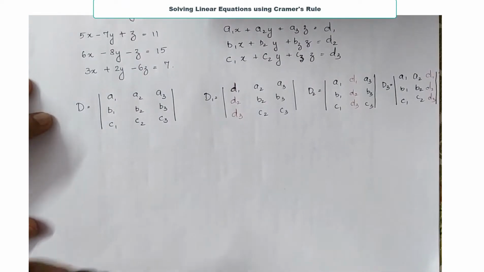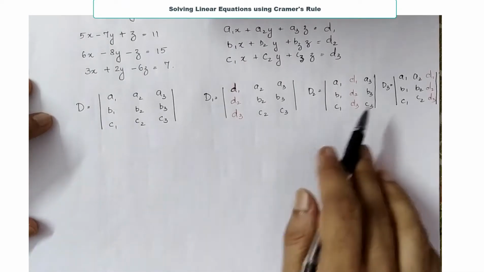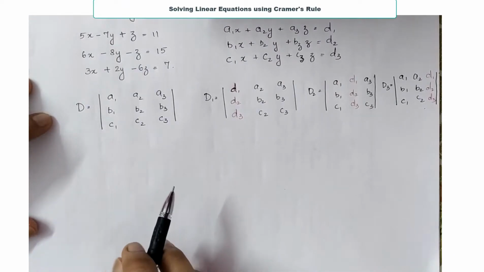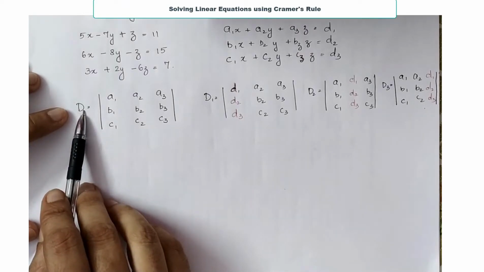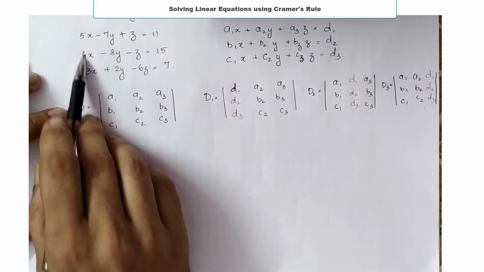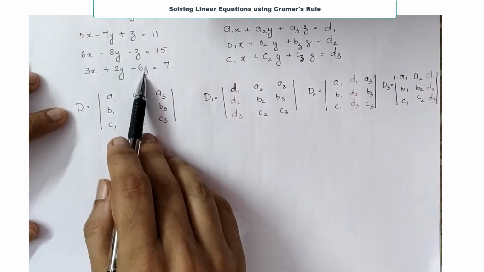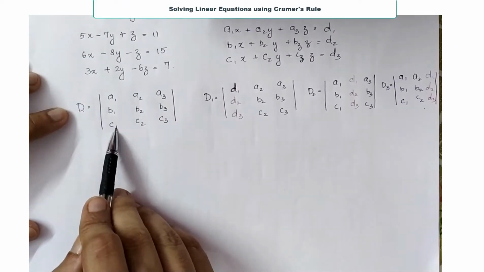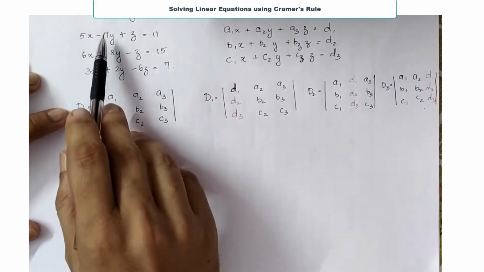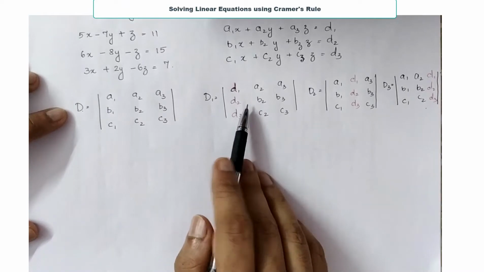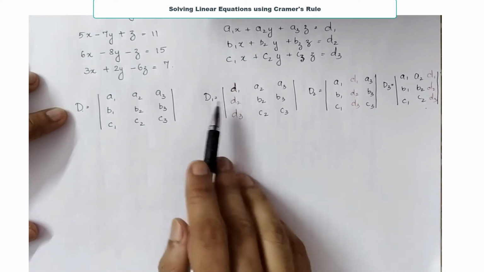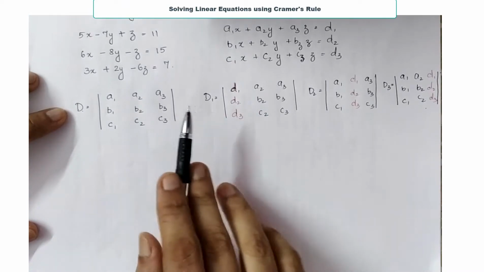Now we have to frame four determinants like this. This is determinant D. This is a very raw format, it's very simple. These are the coefficients of the variables. So a1, b1, c1 are the coefficients 5, 6, 3, then minus 7, 8, plus 2, similarly. Now this is where you should be a little careful. What is D1? The capital D1 is just a notation, okay?